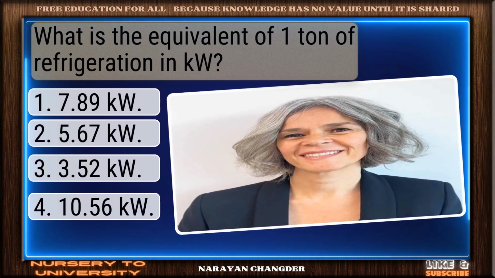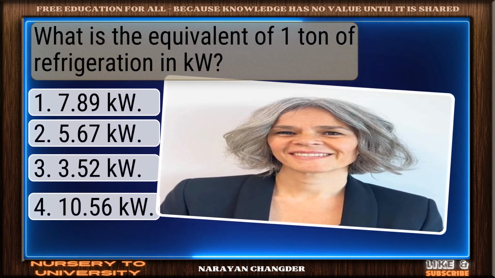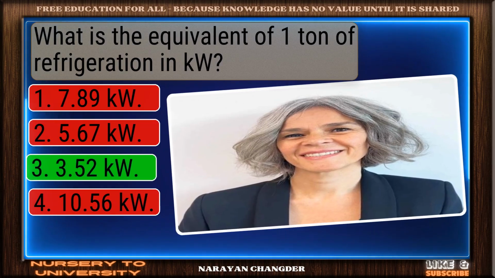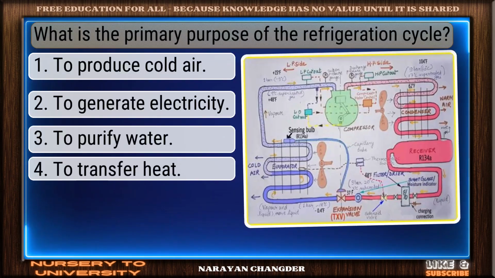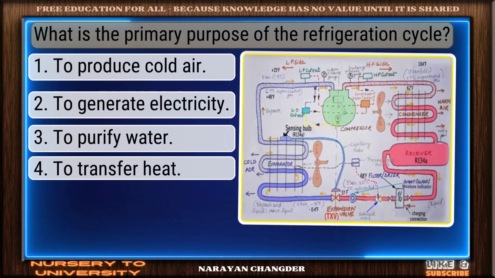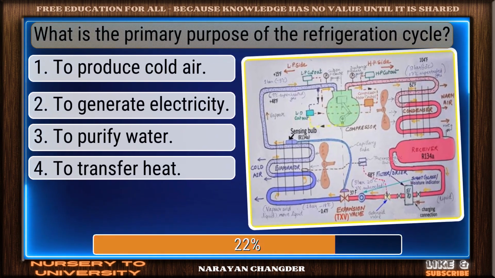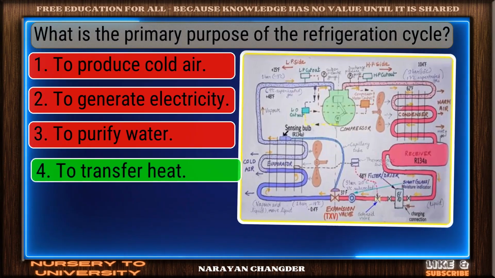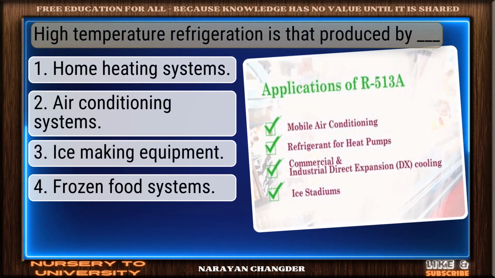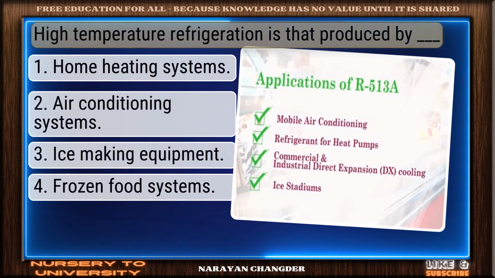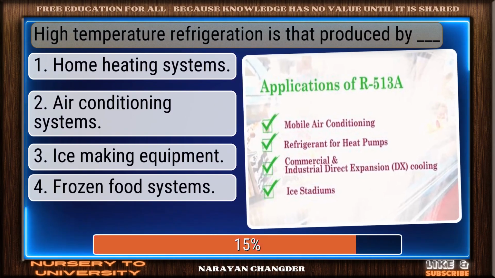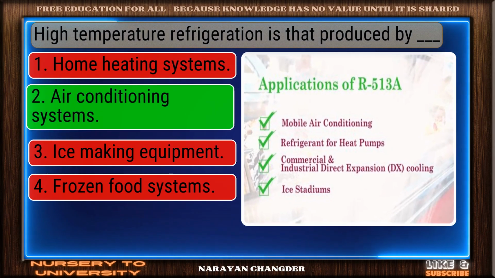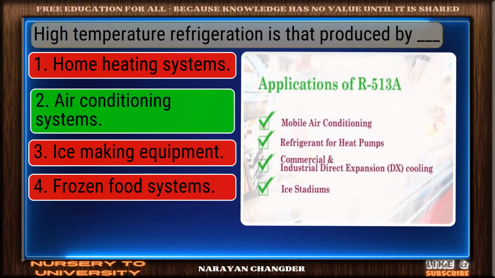What is the equivalent of 1 ton of refrigeration in kJ? Solid response. 3 kW is a valid choice. What is the primary purpose of the refrigeration cycle? Valid point. To transfer heat is true. High temperature refrigeration is that produced by dash? You got it. Your choice, air conditioning systems, is right.